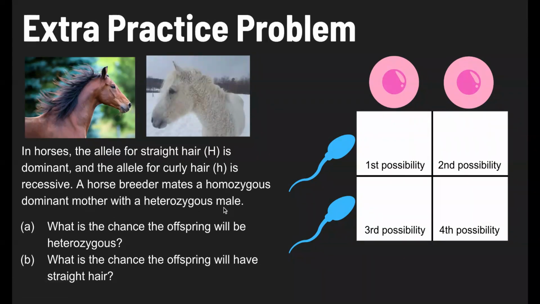Now, here's the problem. A horse breeder mates a homozygous dominant mother with a heterozygous male. And you need to be able to tell me the probability for two things. What's the chance that their offspring will be heterozygous? And what's the chance that their offspring will have straight hair?